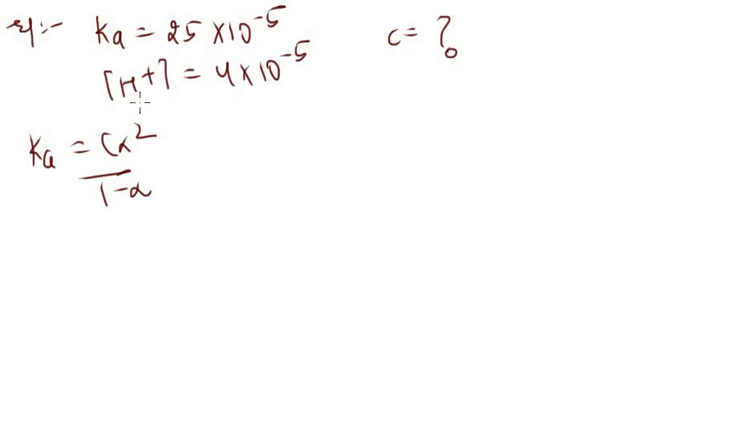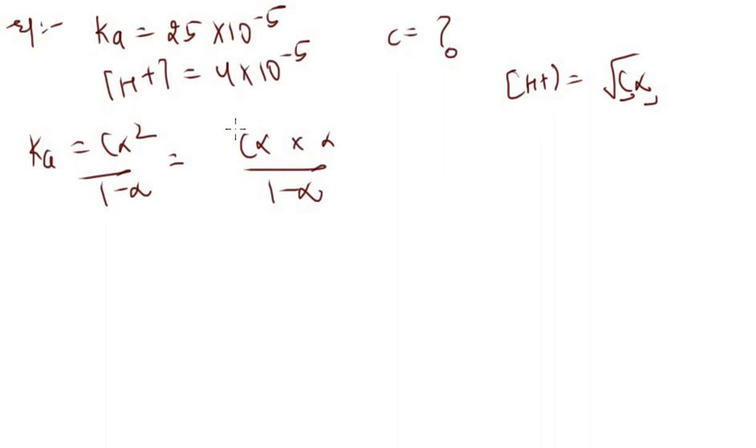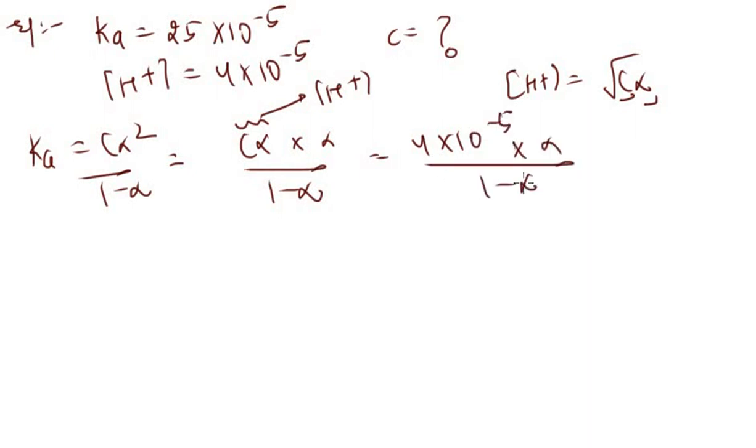You don't know C, you know under root C alpha, which gives pH. But then you don't know C and you don't know alpha, so you will get a little bit messed up. So what to do? Let's segregate C alpha squared into C alpha times alpha upon 1 minus alpha. C alpha is what? Concentration of H plus. So put the value of H plus: 4 into 10 to the power minus 5 into alpha upon 1 minus alpha.